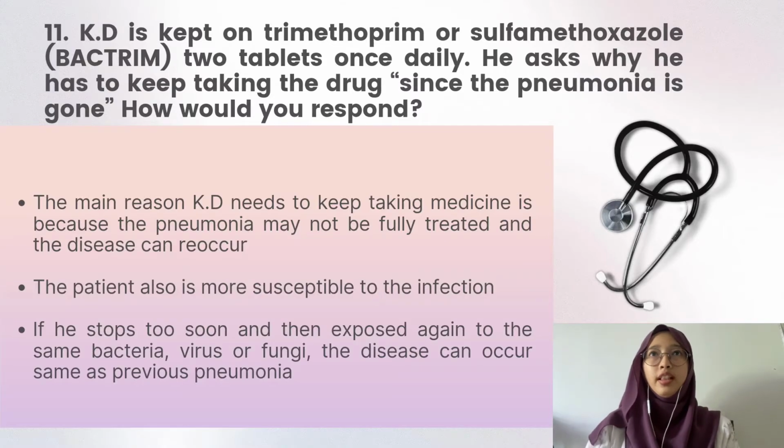For question 11, the patient asks why he has to keep taking the drug since the pneumonia is gone. How would you respond? I would respond by encouraging the patient to keep taking the prescribed drug because of his weak immune system due to HIV. Therefore, KD needs to keep taking medicine because the pneumonia may not be fully treated as his immune system cannot fight the infection completely and the disease can reoccur.